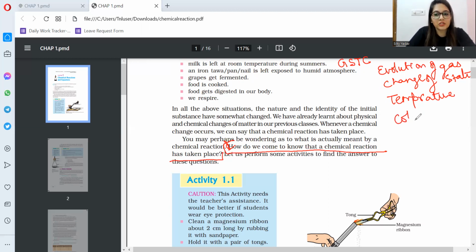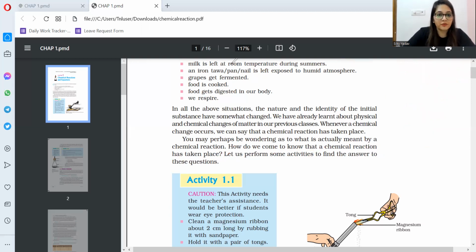And then color change. So if the concentration of the color on the reactant side and the product side is changing, that is also telling us that yes, a chemical reaction has taken place. Okay. And if I add one more thing to this, odor change is also there. If the odor is changing, that means the smell is changing, then that is also indicating us that yes, some kind of chemical reaction has taken place. Okay. I hope that's clear to everyone.